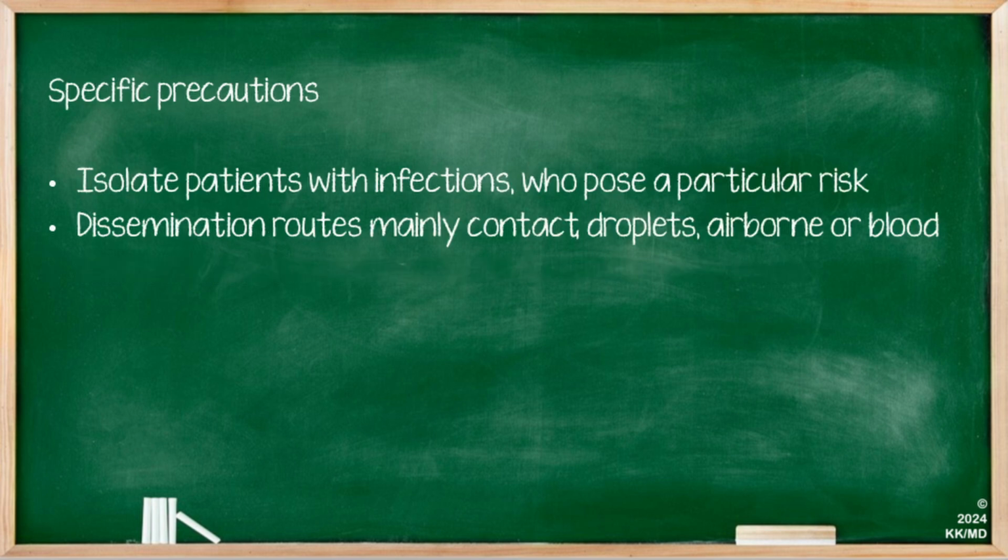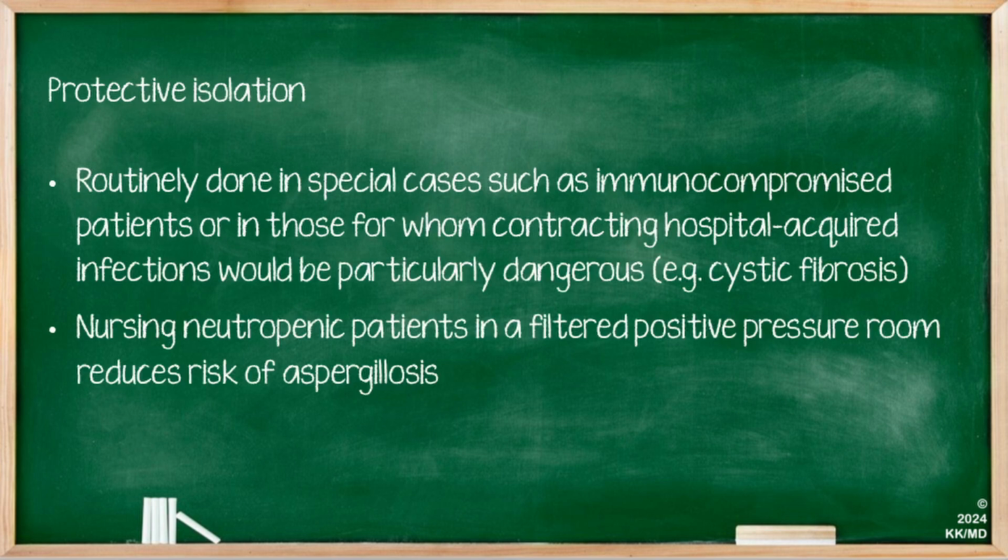More specific precautions include isolating patients with certain infections who pose a particular risk, and dissemination routes of the infections which are contracted within a hospital mainly include contact, droplets, airborne, or blood. Protective isolation is routinely done in special cases, such as for immunocompromised patients, for example those undergoing chemotherapy, or in those for whom contracting hospital-acquired infections would be particularly dangerous. So this would include people with cystic fibrosis. Nursing neutropenic patients in a filtered, positive pressure room reduces the risk of aspergillosis in particular.